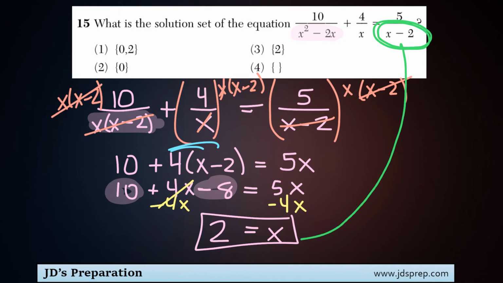So this x equals 2 is actually an extraneous solution. In other words, it doesn't work, which means the solution set is empty. Option number 4. There is no solution to this equation.